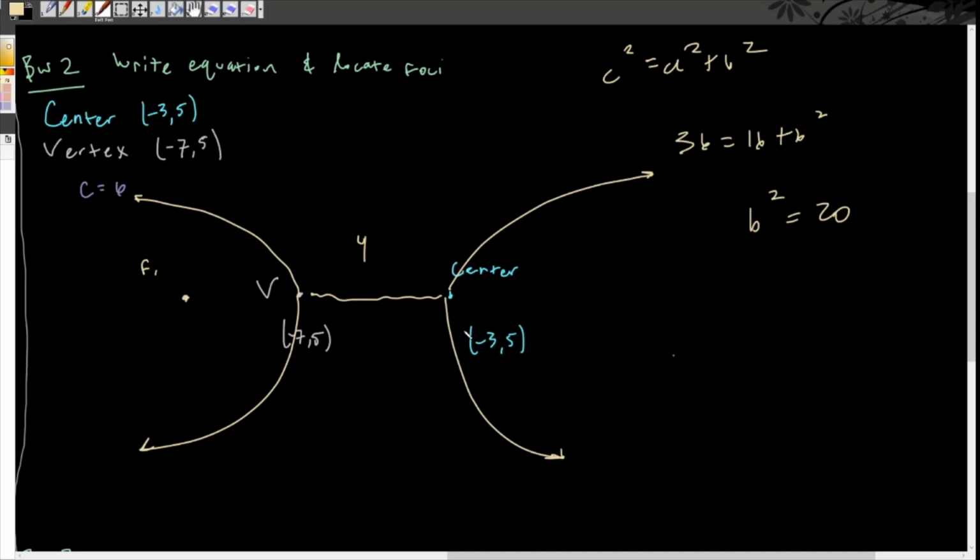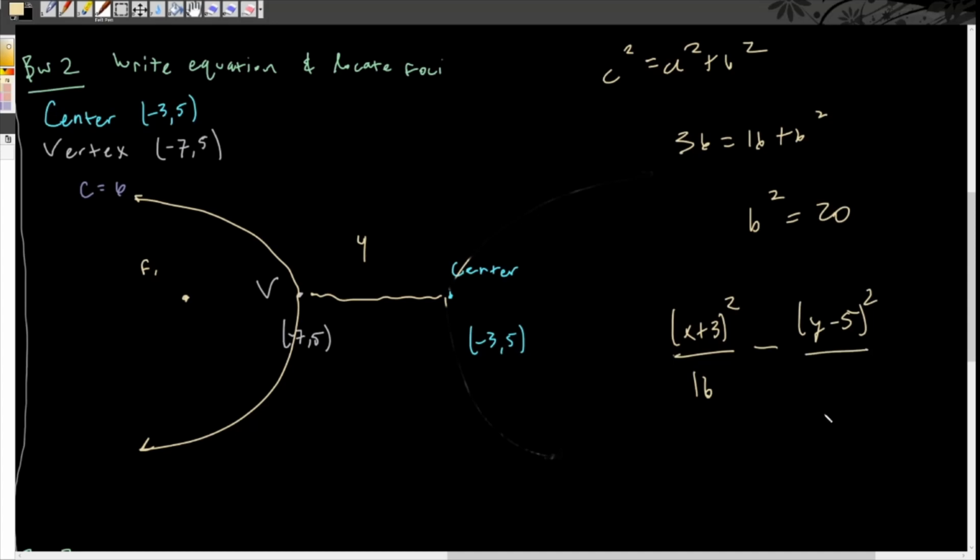Whoops, this should be shifted over. I just won't draw the other half. We just have the left half of our hyperbola. It's fine, it's perfectly symmetric, so we know what the other one looks like. So we have (x + 3)² gets a, since that's the orientation, so a² is 16, minus (y - 5)². It gets b, because it's the conjugate axis, 20. Any questions?